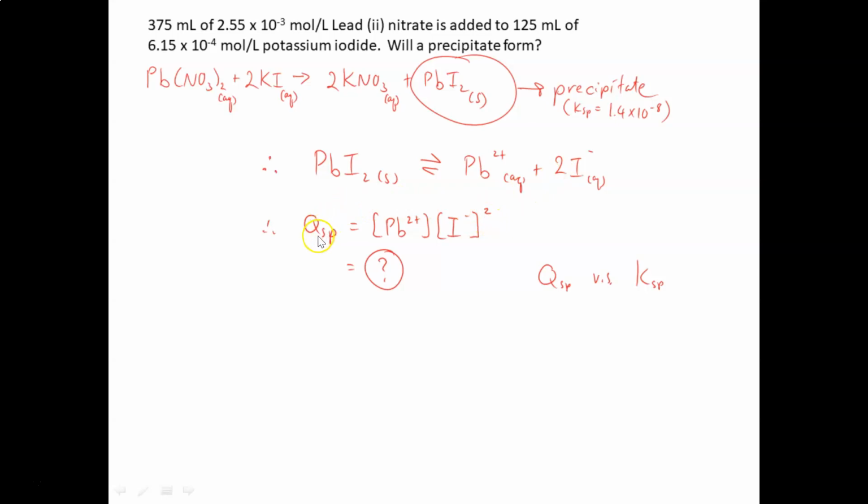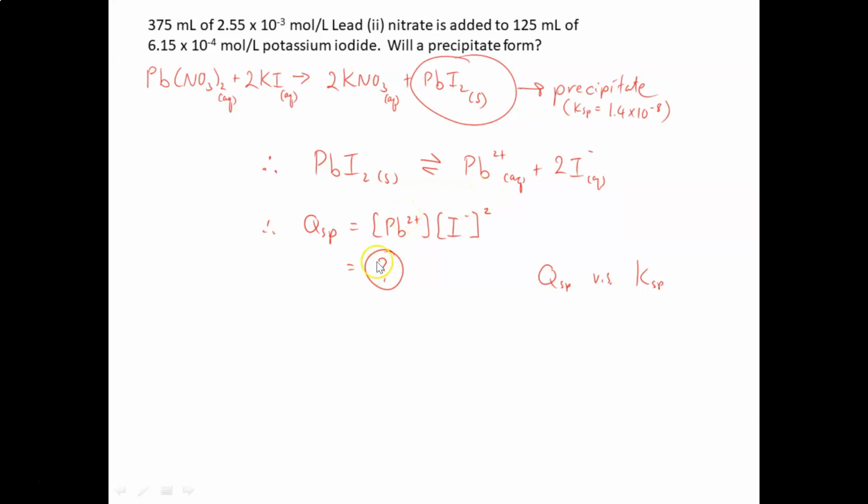Now, calculating QSP is products over reactants, or in this case, dissolved over the undissolved. But again, we ignore the undissolved component because it's a pure solid. So lead 2 plus concentration measured in moles per liter, the iodine concentration measured in moles per liter, and of course the coefficient of a 2 becomes a squared. Now it's very important that you don't write down 2I on the inside. We just want the iodine concentration, not double the iodine concentration. Doubling over here is already factored in with the exponent. You don't need to double it again, otherwise you will get the wrong answer.